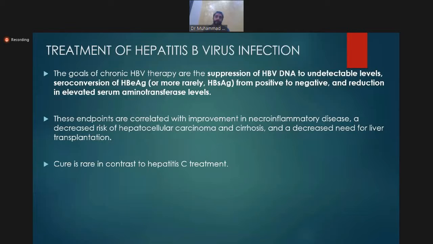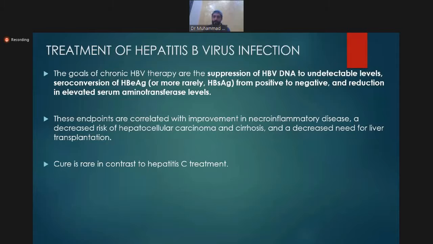Basically, if you do all of these things, you can prevent all of these end-stage disasters. Cure is basically not there, in contrast to hepatitis C treatment. Why? Because it incorporates into the host DNA.